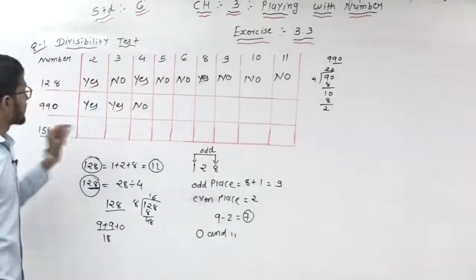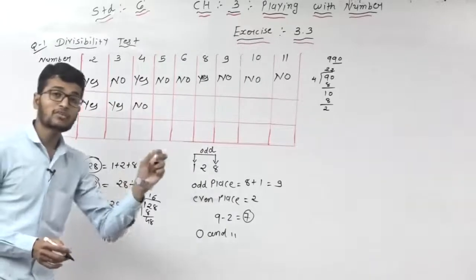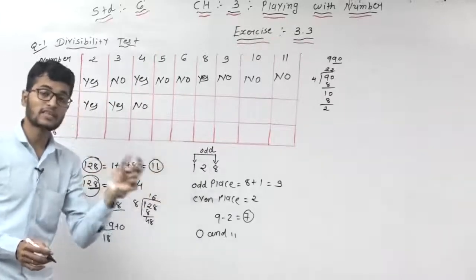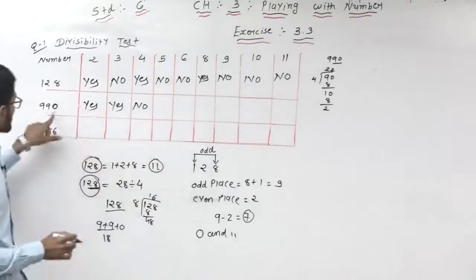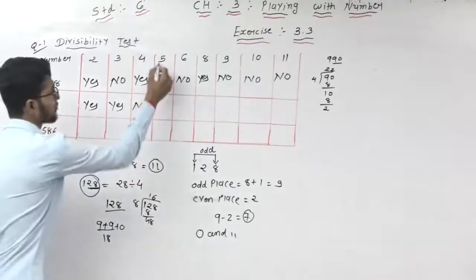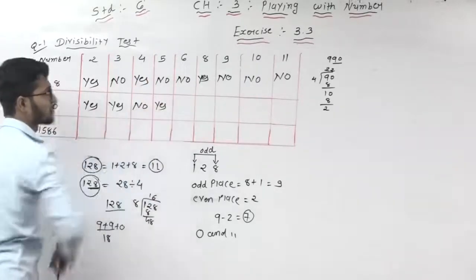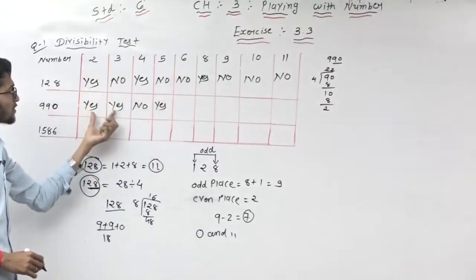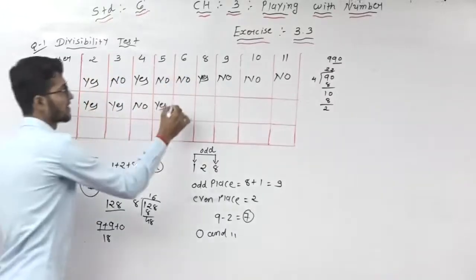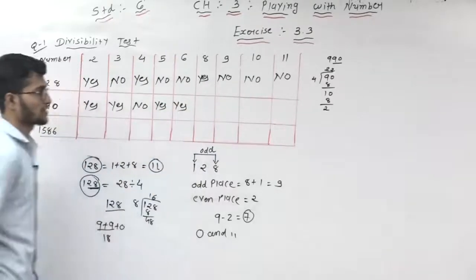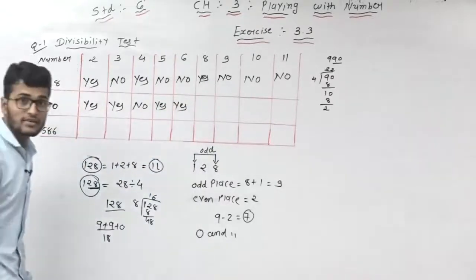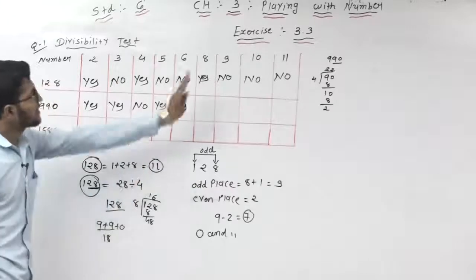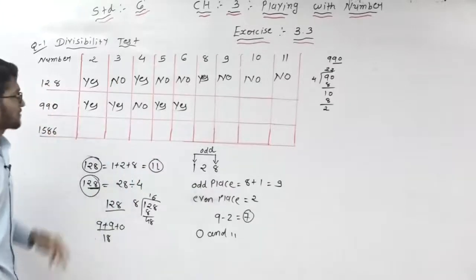Then after the 4, 5: if the last digit is 0 or 5, then this number is divisible by 5. So here 0 is given. So write down, will it be divisible by 5? Yes. Then after 6, it should be divisible by both 2 and 3. So here 2 is yes, 3 is yes, then 6 is also yes. Right? Understand? Clear?